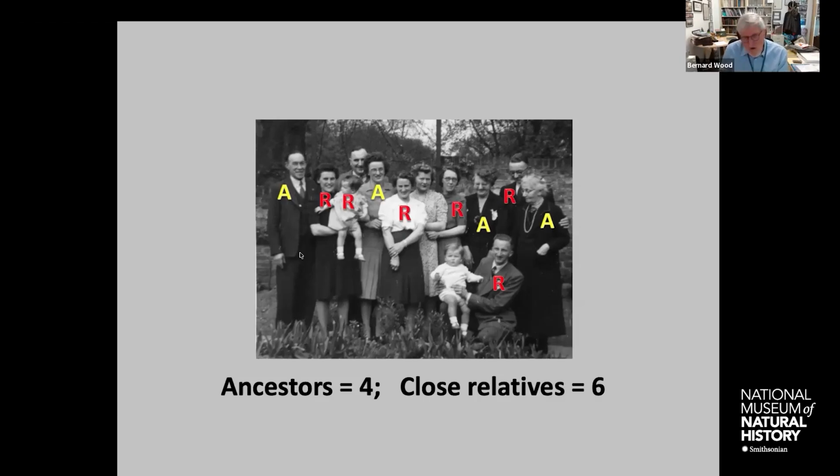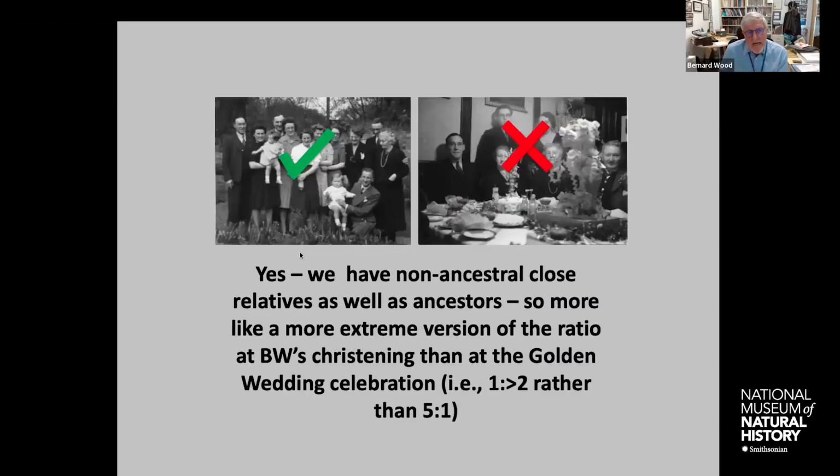So is the hominin fossil record more like the Golden Wedding or more like my christening? Next slide. Yes, we have non-ancestral close relatives as well as ancestors, so more like a more extreme version of the ratio at the christening than at the Golden Wedding celebration, i.e., 1 to greater than 2 rather than 5 to 1. It's probably more like my christening. In other words, I think there are a whole bunch of close relatives in the hominin fossil record that aren't necessarily our ancestors. Next slide.